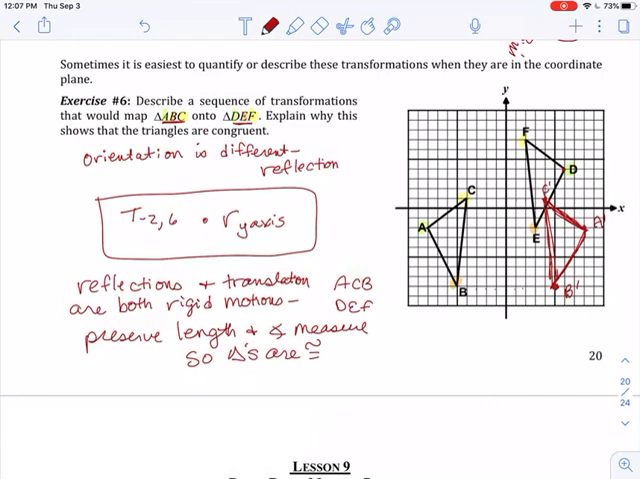There is more than one answer. This is not the only answer. You could have reflected it over any vertical line and that would have worked. And then your translation would have been different. But this is the easiest and I think the most direct. All right, so we're going to practice some more of that tomorrow.